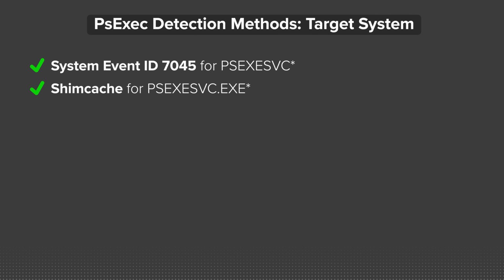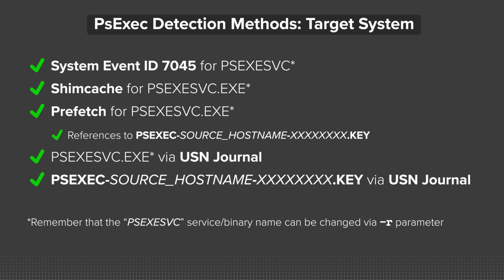So let's recap the detection methods that we've covered in this episode. We've got good old system event ID 7045 in the system event log or system channel. We've got Shimcache for PSEXESVC.EXE on the target system, Prefetch for PSEXESVC.EXE on the target system, including potential references to the .key files therein, showing the source system from which the PSEXEC connection originated. We've got PSEXESVC.EXE via the USN journal. And then lastly, PSEXEC-source hostname-8 unique characters.key within the USN journal.